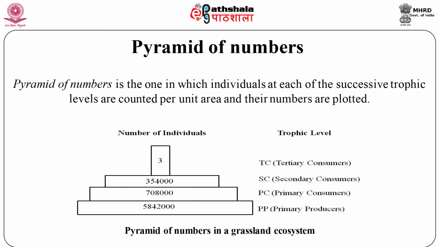Here is shown the pyramid of numbers in a grassland ecosystem. We can see the base of primary producers, then the primary consumers, then comes the secondary consumers and at the top there is the tertiary consumer. This is the pyramid of numbers. We can see the number keeps on decreasing. Pyramid of numbers is one in which individuals at each of the successive trophic levels are counted per unit area and their numbers are plotted.